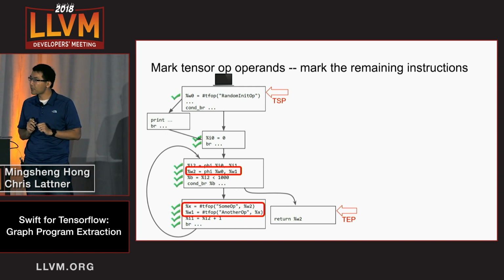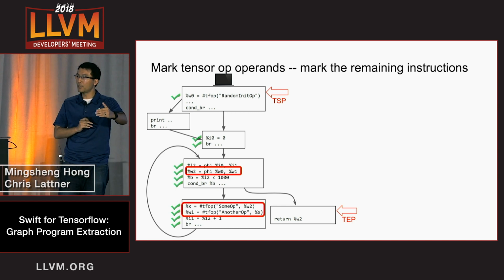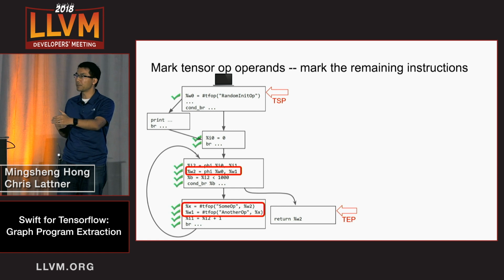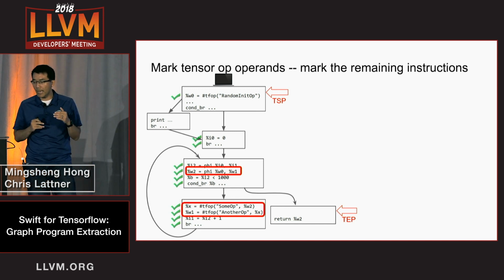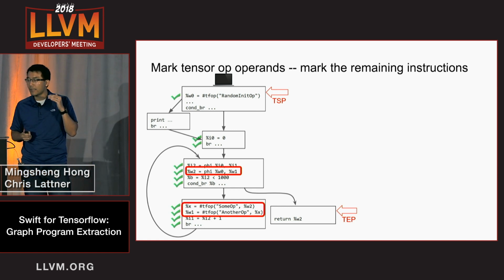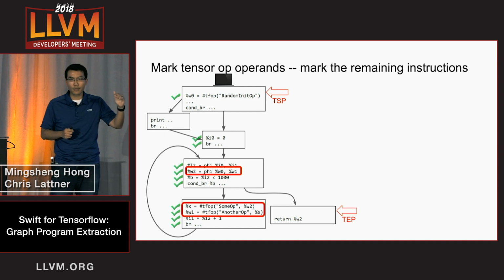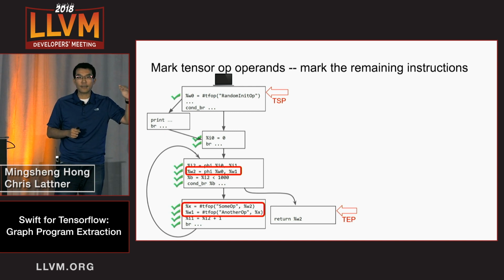So just a couple observations. By now, we have marked the entire loop to be ready for graph execution. Also, if you look at the terminator instruction at the entry block, the conditional branch, it is not marked. And that's again because the print block is not marked for graph. It stays on the host.